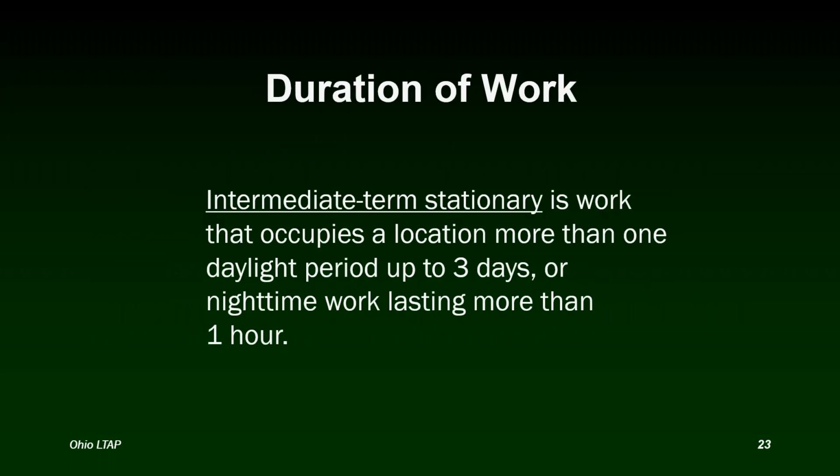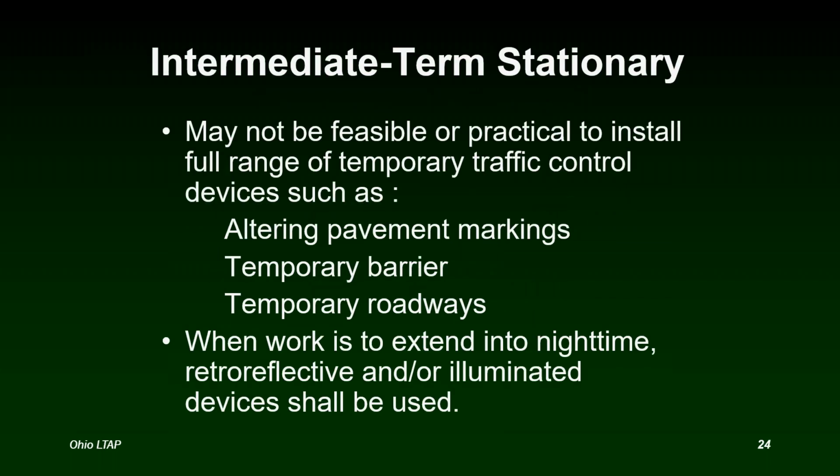Then we have our intermediate-term stationary, and that's work that occupies a location for more than one daylight period up to 3 days, or nighttime work lasting more than 1 hour. So if it's nighttime or up to 3 days, that's called intermediate-term stationary work. And in these situations, it may not be feasible or practical to install the full range of temporary traffic control devices, such as altering your pavement markings or installing temporary barriers or constructing temporary roadways. And when work is to extend into the nighttime, retroreflective and or illuminated devices shall be used.